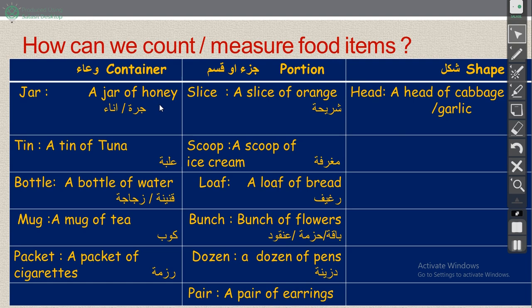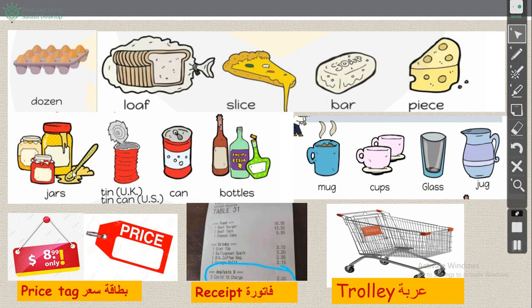Jar of honey. In the exam, the question will be jar, tin, bottle, mug, bucket, and I will give you a picture and you should know whether it is a jar of honey, a tin of honey, a bottle of honey, or a mug of honey, and so on. Okay? Slice, a slice of orange or a slice of pizza. You should know each container, and you should know the meaning in Arabic here.